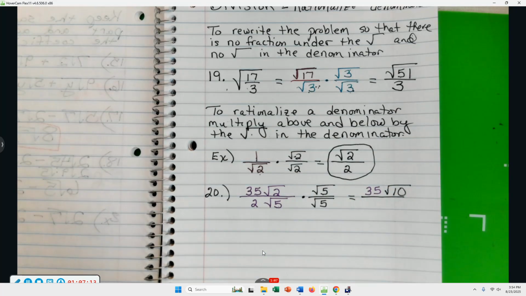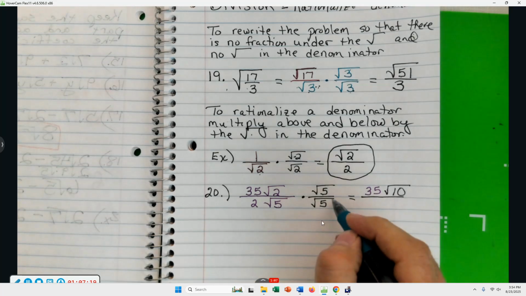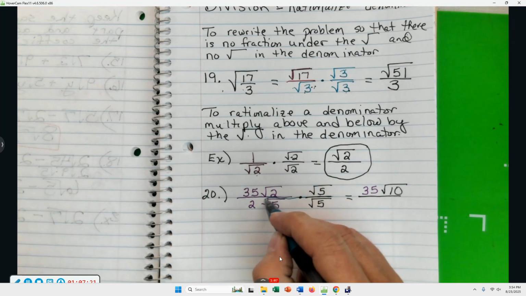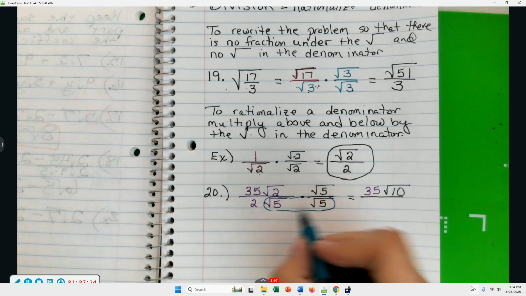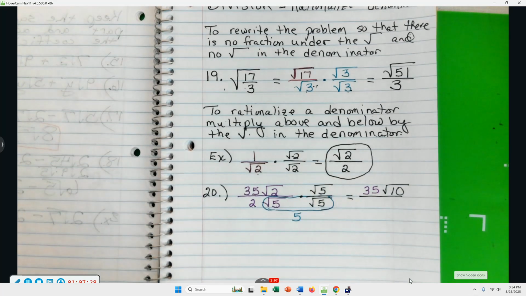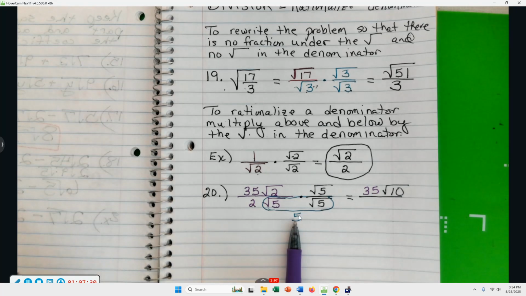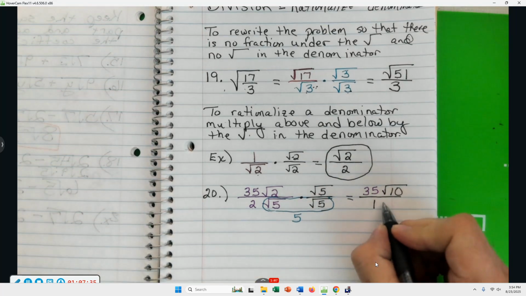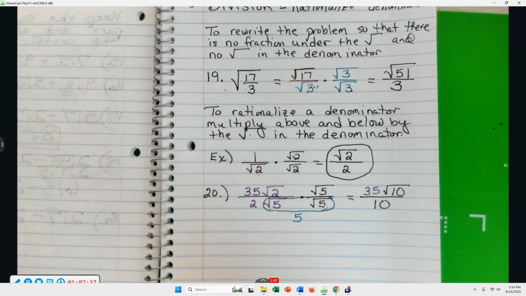Now, follow my logic down here on the bottom. The square root of 5 times itself. What's the square root of 5 times the square root of 5? Not the square root, just 5. Okay, good. 5. And then 2 times 5 is? What's that going to give us down here? 10. Good. Did y'all follow that logic? The square root of 5 times the square root of 5 is just 5. Times 2 gave us a 10.